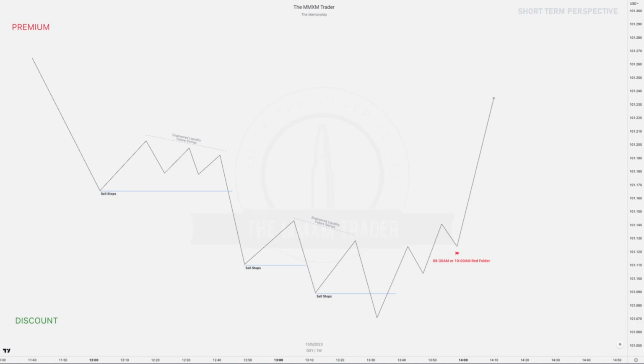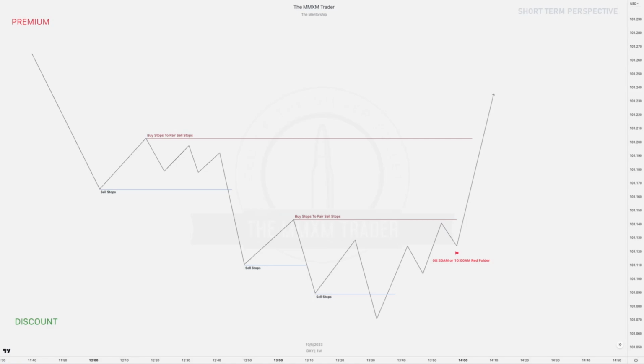If yes, then it's highly likely the news will just go one direction and shoot up, right? And we can see that over here. We already ran significant sell stops before that news release, and we have engineered liquidity above market price, right? So it's highly likely price will just continue up and take those buy stops and not go down once again. So this is a continuation scenario.